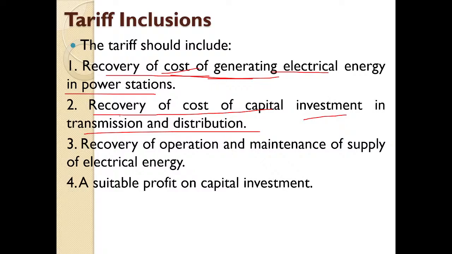And one more thing that tariff includes is the recovery of the operation and maintenance cost of the electrical energy system. Electrical power is generated, transmitted, and distributed. There will be many equipments at the generating station. There will be equipments at the transmission system, like towers, insulators, and protective devices. At the distribution station, substation transformers and step down transformers will be there. All these are to be properly maintained, so for that they have to spend money. How much they spend for operation and maintenance of the electrical equipment, that amount also they have to recover.